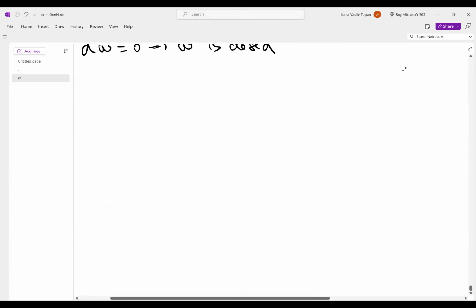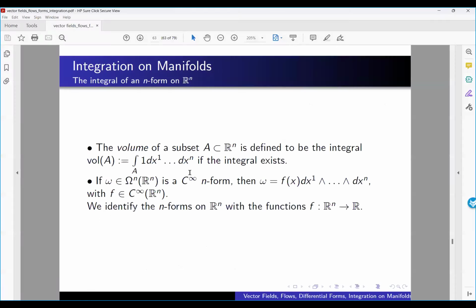Okay. All right. Now finally, let's move to integration on manifolds. And we are going to start by defining the volume.